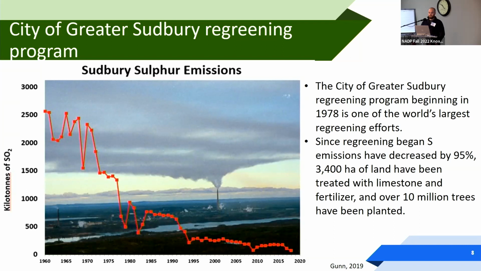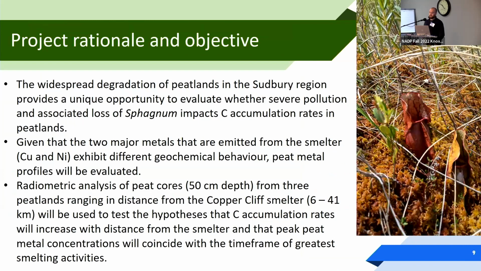This really is one of the world's largest regreening projects, following quite a bit of environmental devastation. So it makes for a very interesting place to study pollution and peatlands' response to pollution, as the area was quite dominated by peatlands, like a lot of Northern Ontario. So the widespread degradation of peatlands in the Sudbury region provides a unique opportunity to evaluate whether severe pollution and associated loss of sphagnum impacts carbon accumulation rates in peatlands.